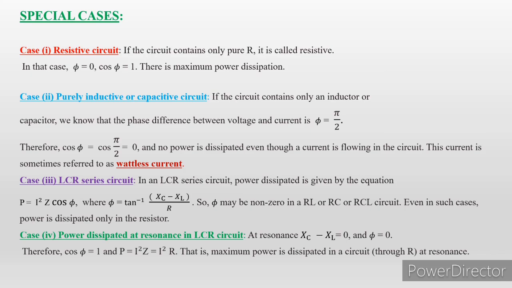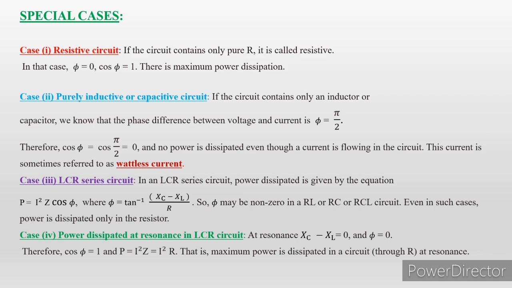Case 3: LCR series circuit. In an LCR series circuit, power dissipated is given by the equation P equal to I square Z cos phi, where phi equal to tan inverse of (XC minus XL) by R. So, phi may be non-zero in RL or RC or RCL circuit. Even in such cases, power is dissipated only in the resistor.